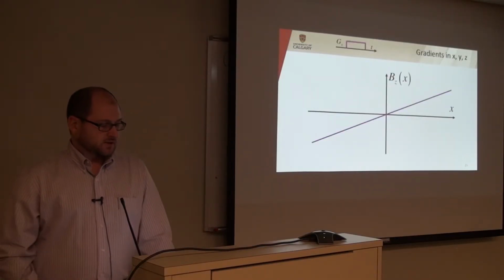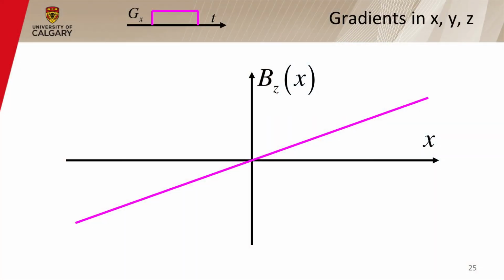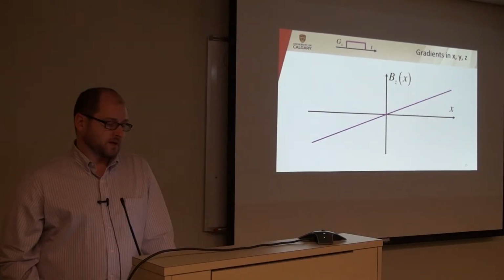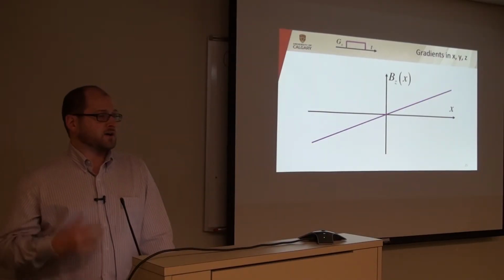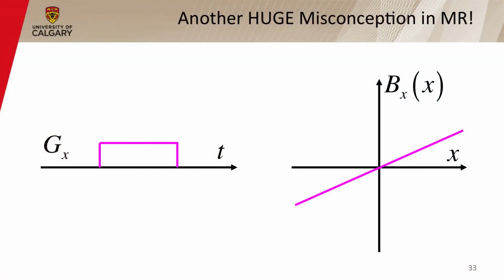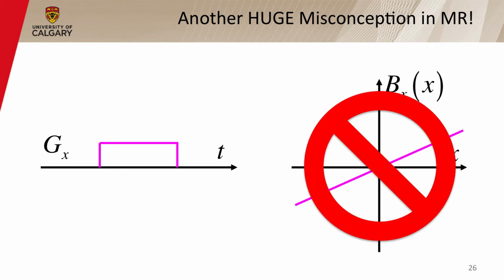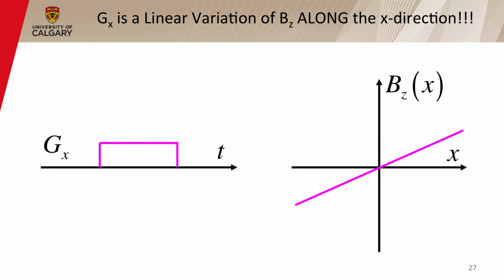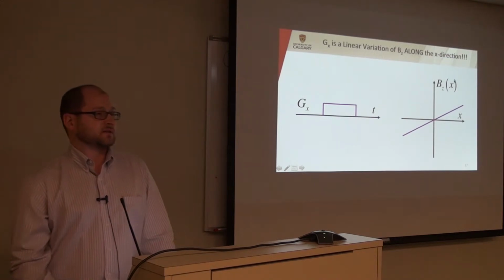All right. So we can also apply gradients in X or Y. It doesn't just have to be Z. Now, this brings up one of the biggest misconceptions in MR. We've already talked about a few of the misconceptions back during part 1 and part 2. This is another pretty significant one. If we're applying a gradient along the X direction, it looks something like this. We are not changing the X component of the B field as a function of X. That is wrong. What we're actually doing is changing the Z component of the main magnetic field as a function of X. This is a huge misconception.